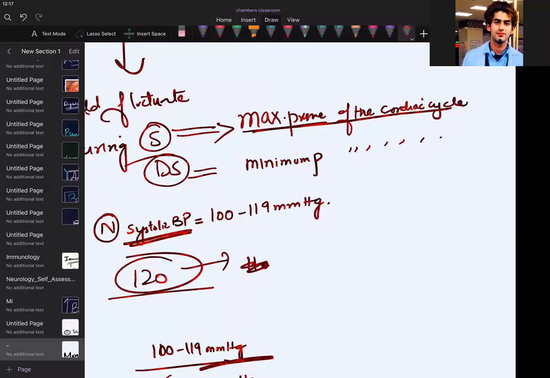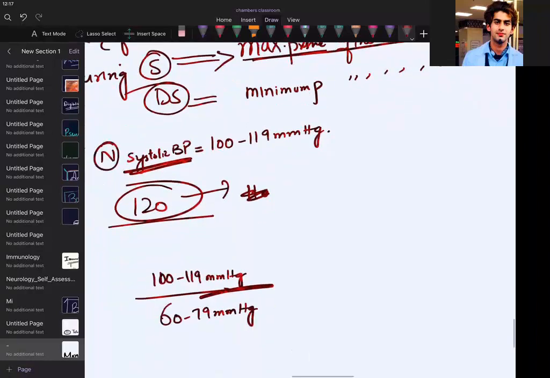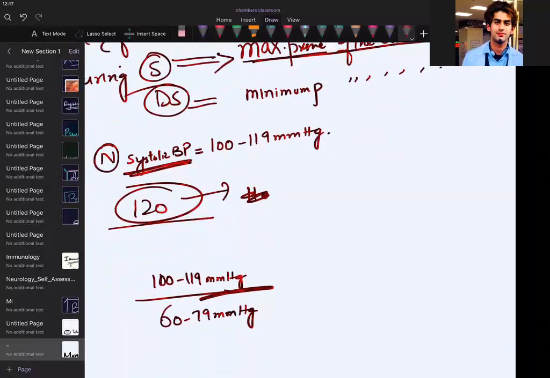Can we relate these three points? I am telling you, systolic blood pressure is the maximum pressure recorded during the cardiac cycle. Since this maximum pressure is recorded during systole, that's why it is called systolic pressure. Did you get my words or not?